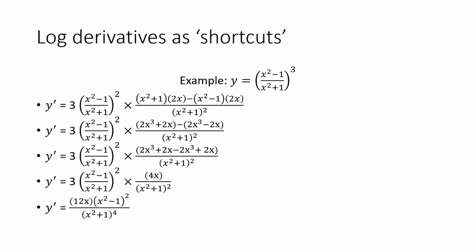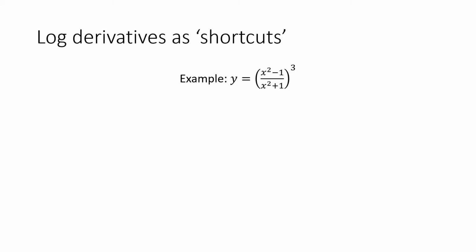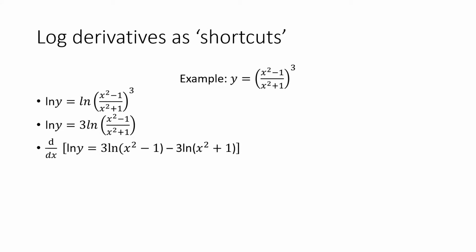Now, another less confusing way to do this would be using log laws. So I'm going to take the same example, except this time I'm going to do ln of both sides. Then I'm going to use the log law of bringing down the exponent. After that, I'm going to use the log law of quotients, so it becomes subtract, and I'm going to also distribute the 3. Now I'm going to take the derivative.